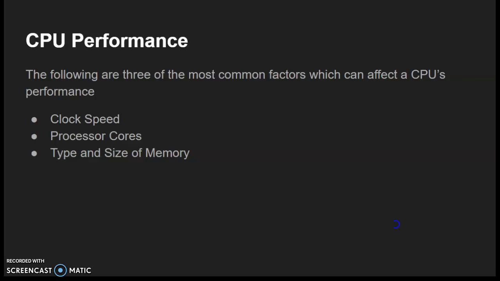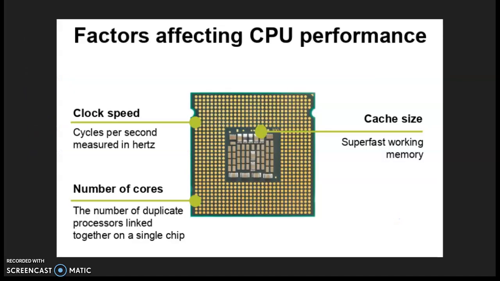So if we look here at this little diagram, factors affecting CPU performance, you've got the clock speed, and there's cycles per second measured in hertz, and 1 hertz kind of indicates 1 cycle, which indicates 1 instruction is executed per second. But modern computers have up to 3, 4, 5 gigahertz, which means 5 billion clock cycles per second are executed.